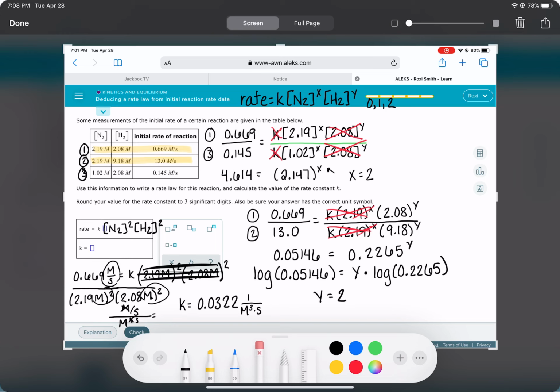And ALEKS likes it a lot better if you don't put that in a fraction. So molarity to the negative third, second to the negative 1. That is really overwhelming. 0.0322 molarity to the negative third, second to the negative 1. Let's see how I did.